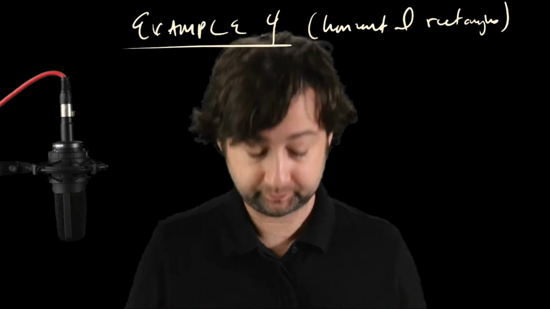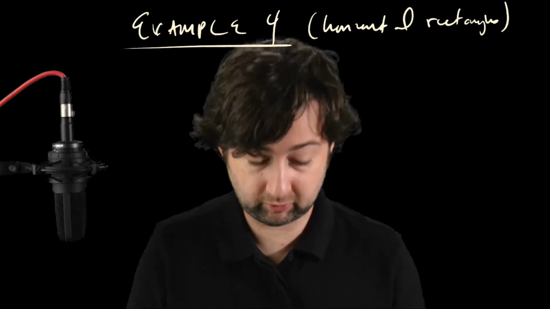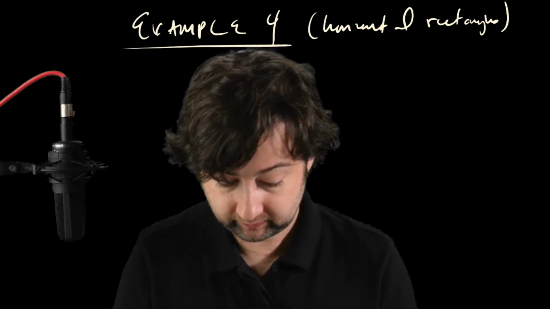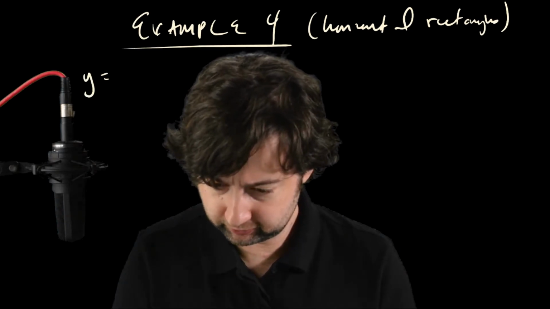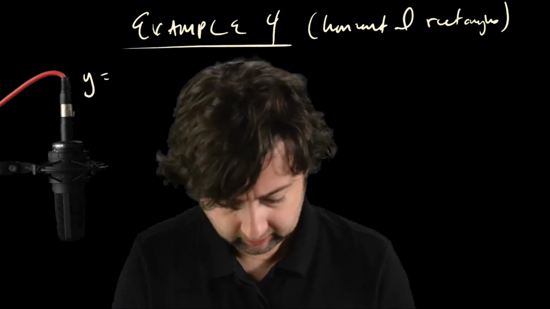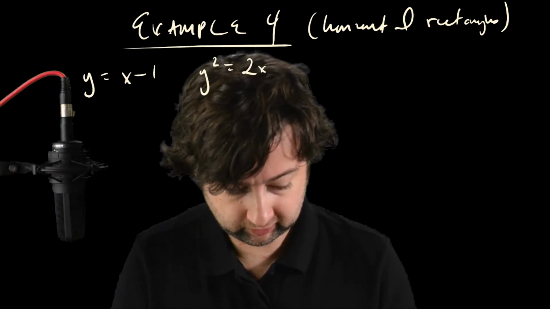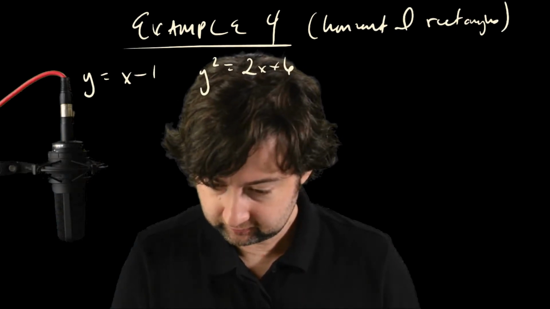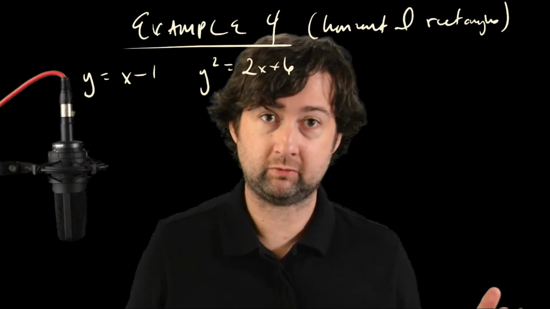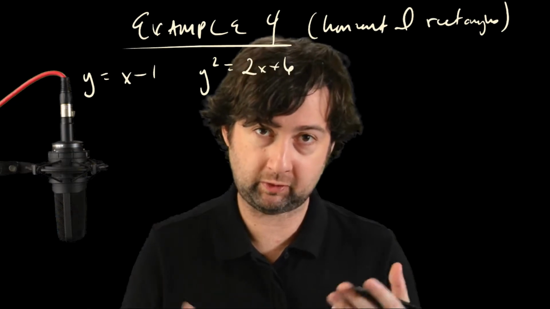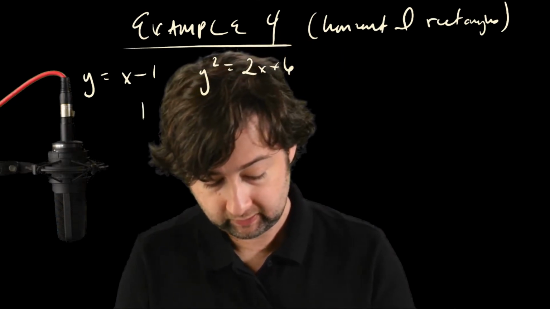So the particular region that I want to work on is y is equal to x minus 1, y squared is equal to 2x plus 6, and that's all the information we're given. So we know we're going to be working with points of intersection here as well.